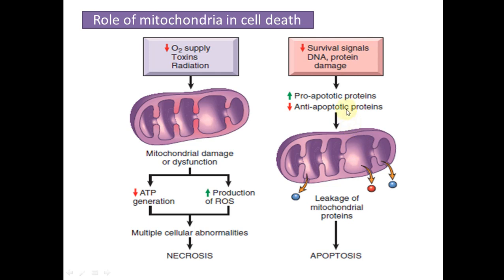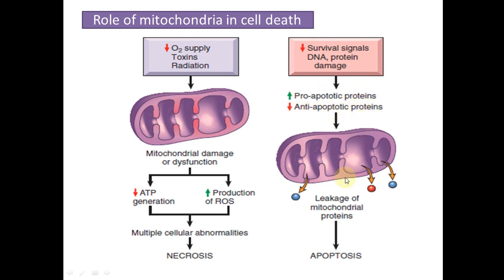Apoptotic cell death and the mechanism of apoptosis we will discuss in detail in our next coming lectures. But here simply we can say that when the cells are deprived of survival signals, or if there is damage to the DNA and accumulation of misfolded proteins, it will lead to the activation of pro-apoptotic proteins and depression of the anti-apoptotic mechanisms.